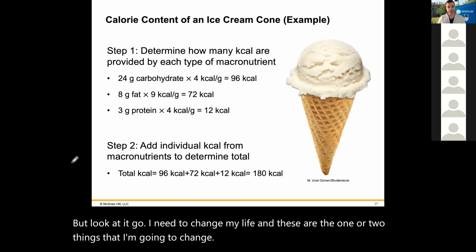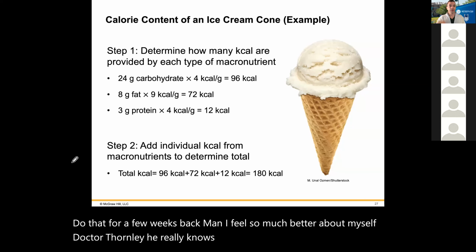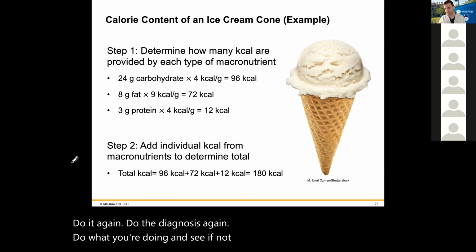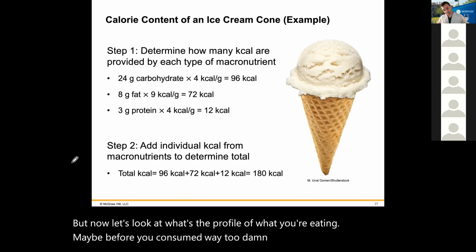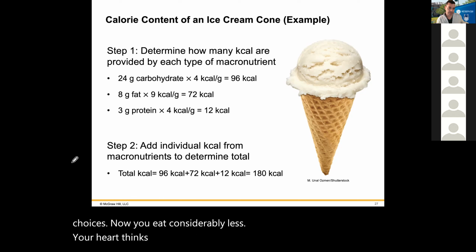Do that for a few weeks. You'll be like, man, I feel so much better about myself. Dr. Thornley, he really knows his crap. Do it again. Do the diet analysis again. Now do what you're doing and see if not only you've lost weight, but now let's look at the profile of what you're eating. Maybe before you consumed way too damn much sodium. Now your food choices, now you eat considerably less. Your heart thanks you.